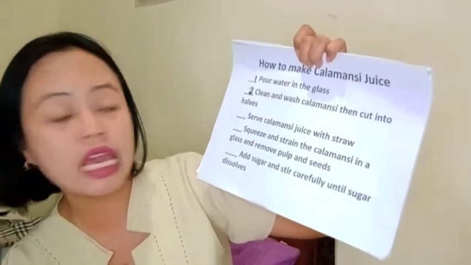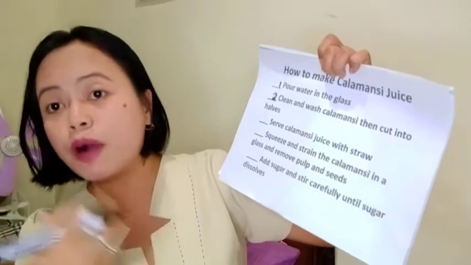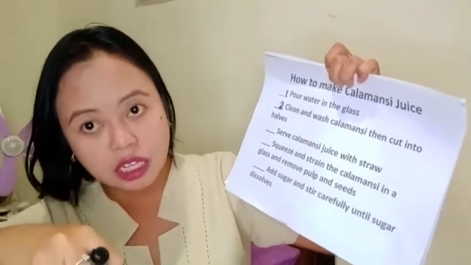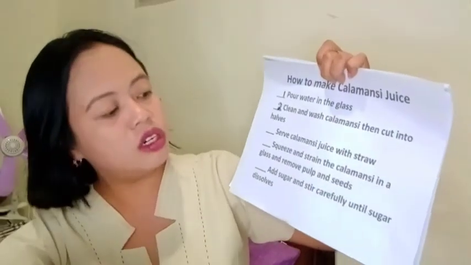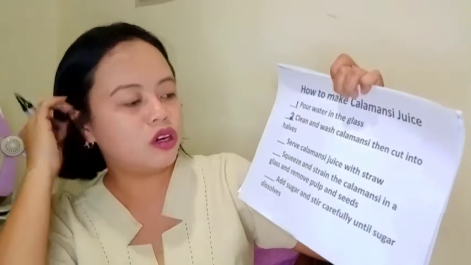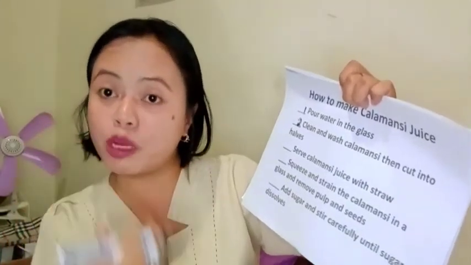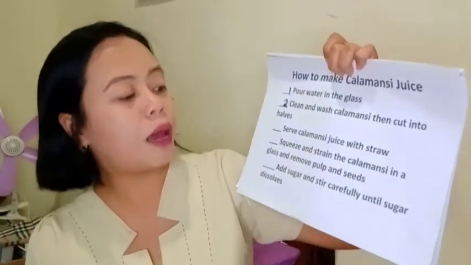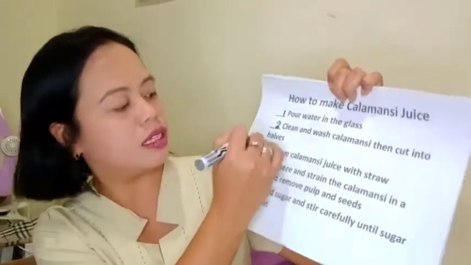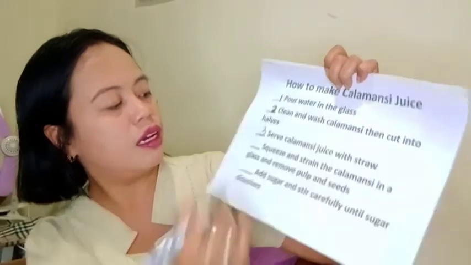pulp and seed. So after nimo pagwash sa calamansi, pagkat imo na siyang i-squeeze ngadto sa glass with water, no? I-strain anay nimo ang calamansi, no? Before nimo ibutang sa glass kay para makuha ma-remove ang iyang pulp and the seeds. This one is number 3. Okay, ano?